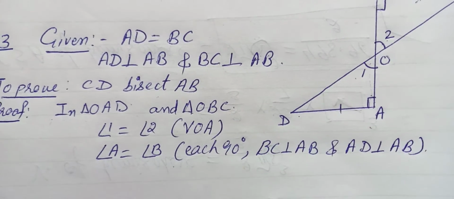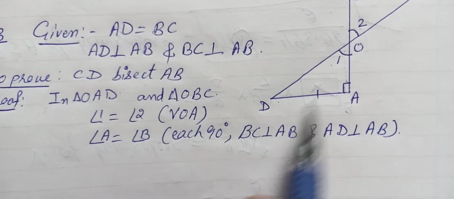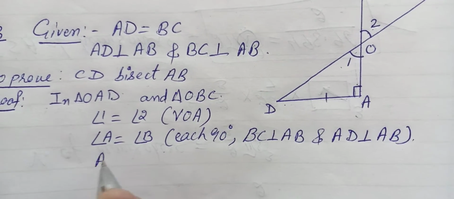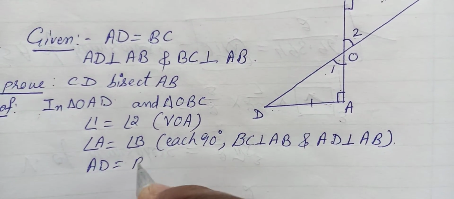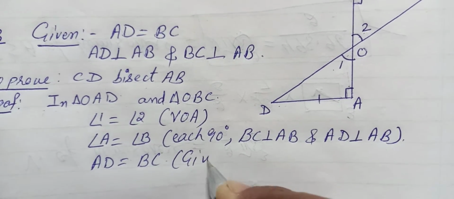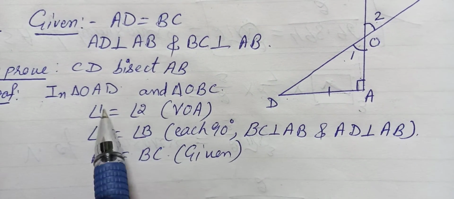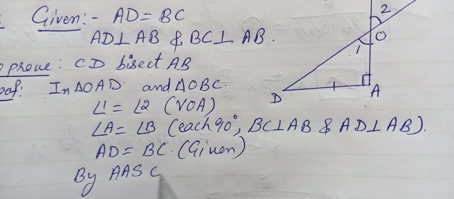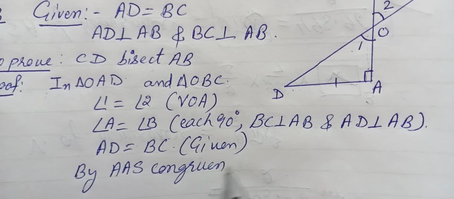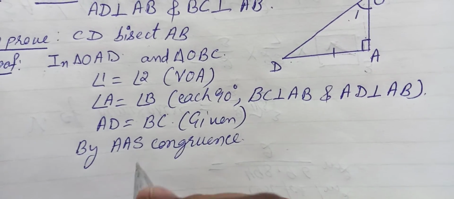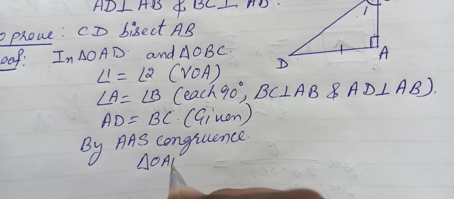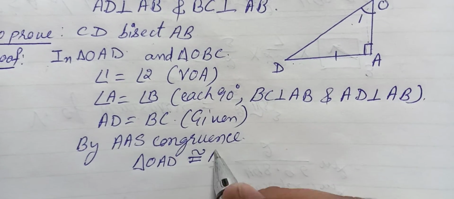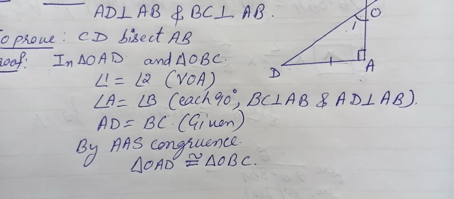We will write the reason for everything. Then the third thing is the side AD is equal to side BC. This is given to us. So now we have the AAS rule. So by AAS congruence rule, the triangle OAD is congruent to triangle OBC. The two triangles are congruent now.